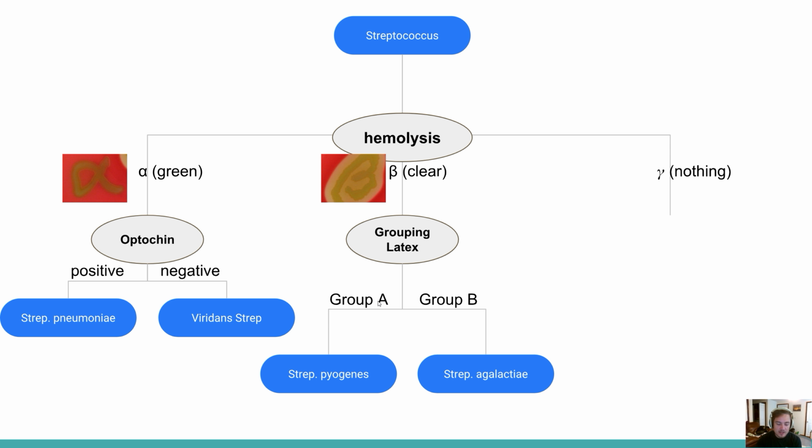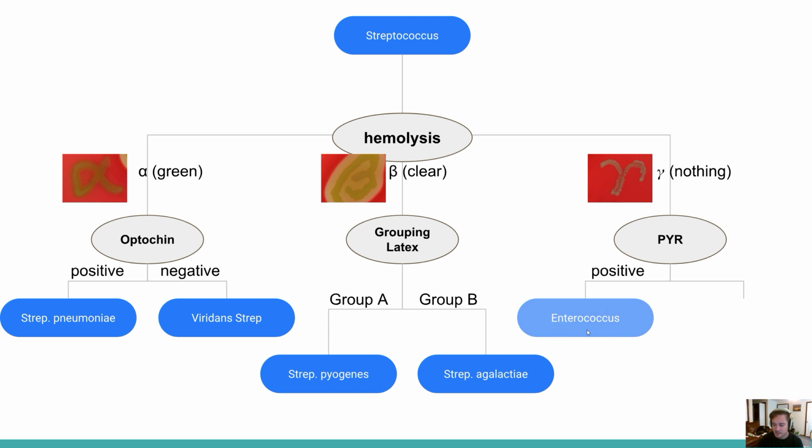Group A strep is what we think of classically as strep. That's the one in the throat, the one without the cough, the one with the sore throat and exudate coming out. Then the gamma one is going to be the PYR test. The positive is going to be Enterococcus, and the negative is going to be Strep bovis.